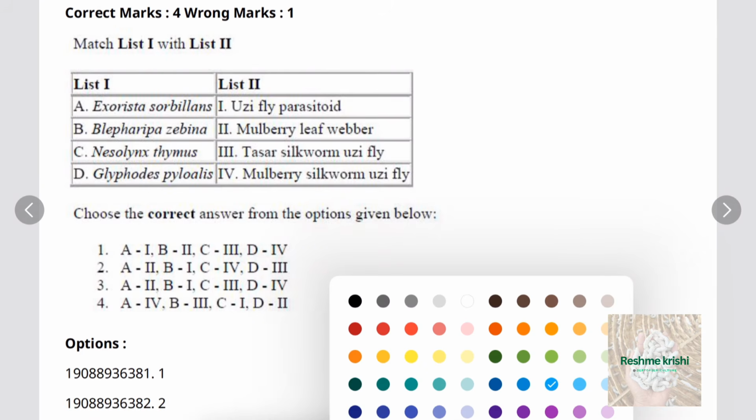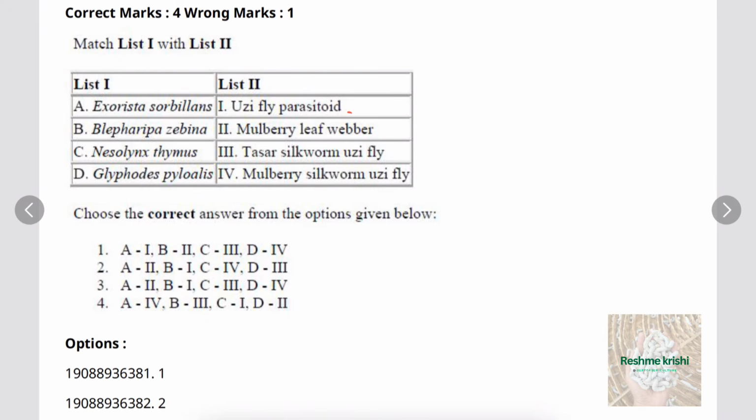Okay, again a simple match the following comes. Exorista sorbillans, Pierce zebina, Nesolynx thymus, we all know. Uzi fly parasitoid. Which one is the uzi fly parasitoid? Nesolynx thymus is an uzi fly parasitoid. Zebina we saw. What is that? It's tasar. Exorista sorbillans we saw. What is Exorista sorbillans? 4, mulberry silkworm uzi fly. Then what is Nesolynx thymus?